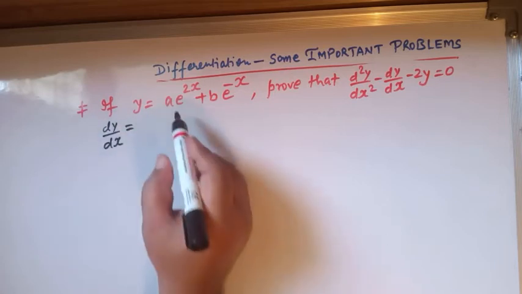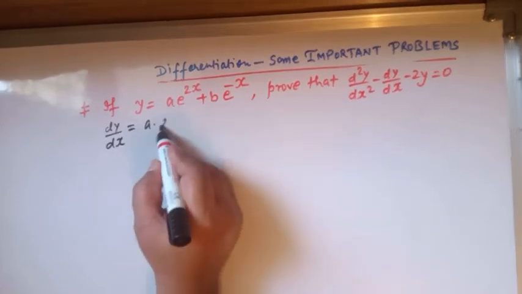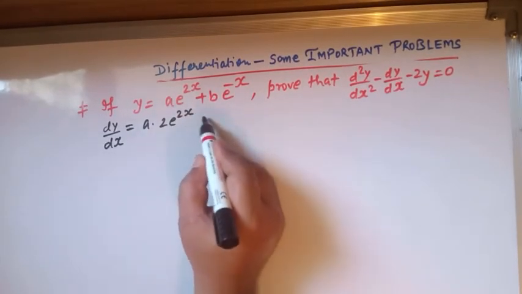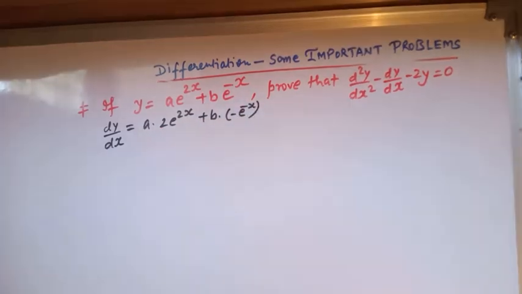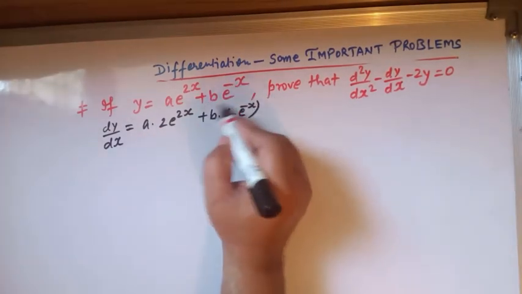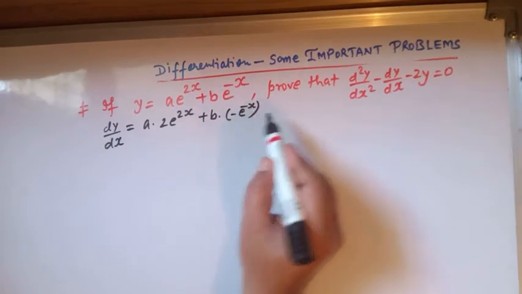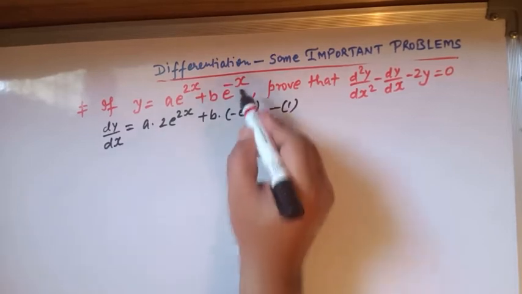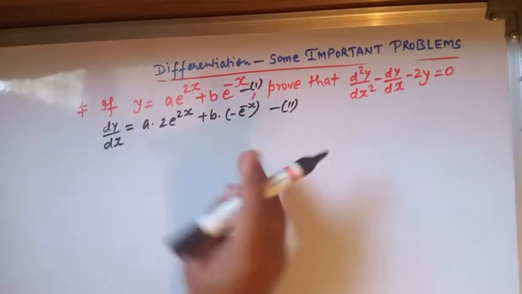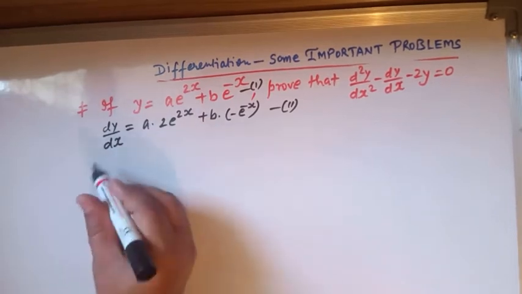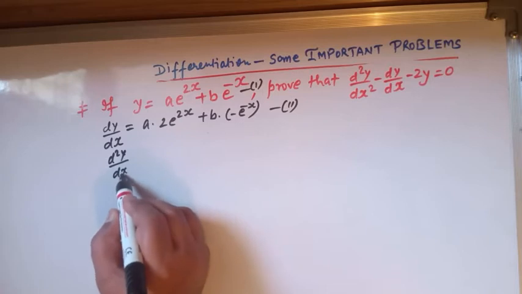This is the first derivative. So we have a, the derivative of e raised to 2x is 2 e raised to 2x, plus b, here we have minus e raised to minus x. Clear? Because the derivative of e raised to minus x is minus e raised to minus x. So this is equation 1, this is equation 2. Now find the second derivative, that is d2y over dx2.